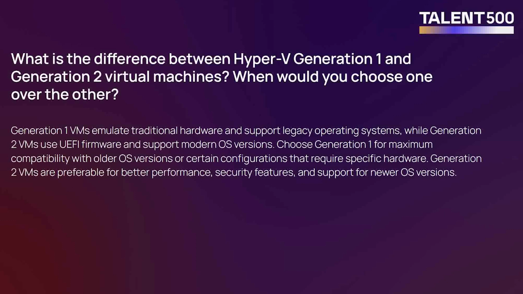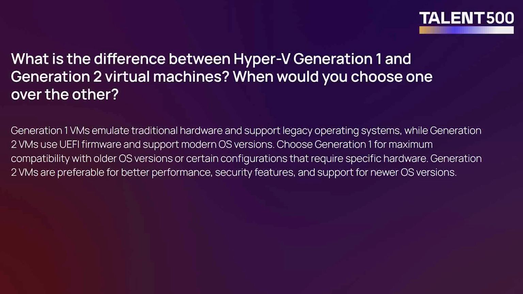So the next question is, what is the difference between Hyper-V Gen 1 and Gen 2 virtual machines, and when would you choose one over the other? So Generation 1 VMs emulate traditional hardware and support legacy operating systems, whereas Generation 2 VMs use UEFI firmware and support modern operating system versions.